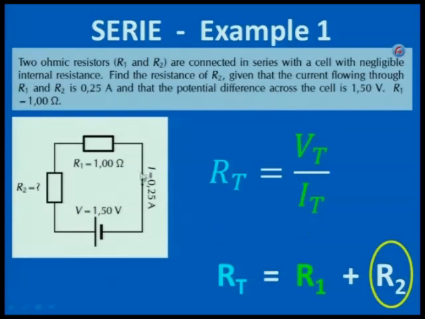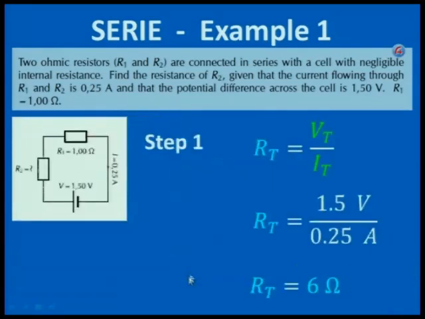So, you have the resistance of R1. So, you need the total resistance to get R2. You can calculate the total resistance by using Ohm's law. R is V divided by I. The V total you have, that is 1.5 volts. The I total that you have is 0.25 amperes. They give it to you in the question. So first you need to calculate the total resistance, and then you have to calculate R2.